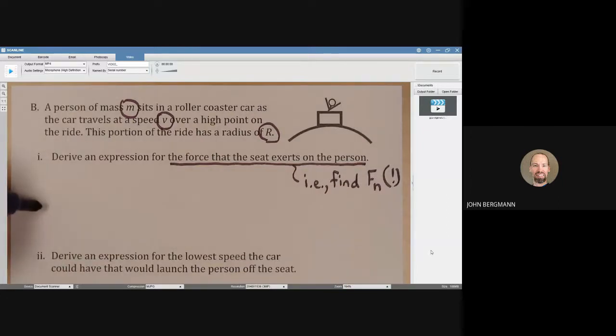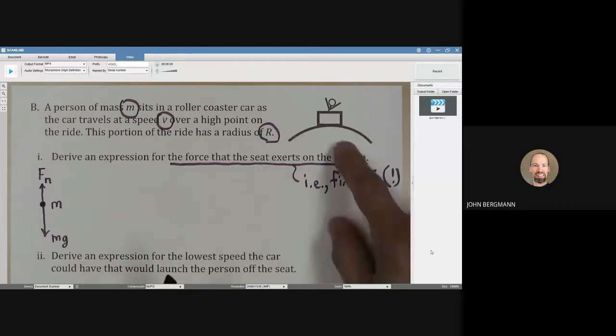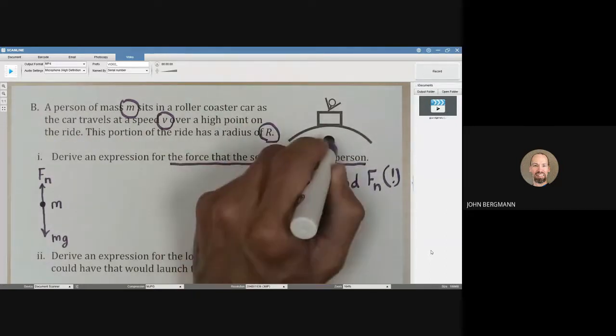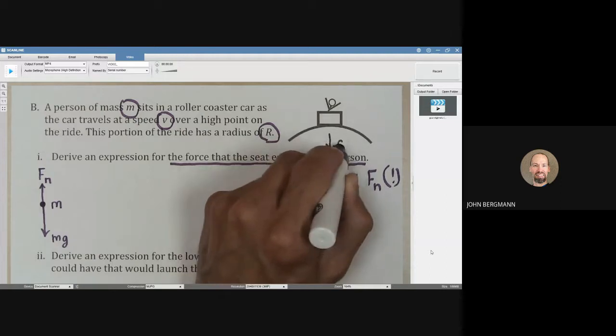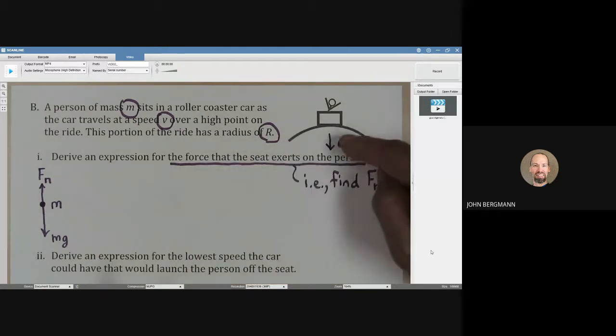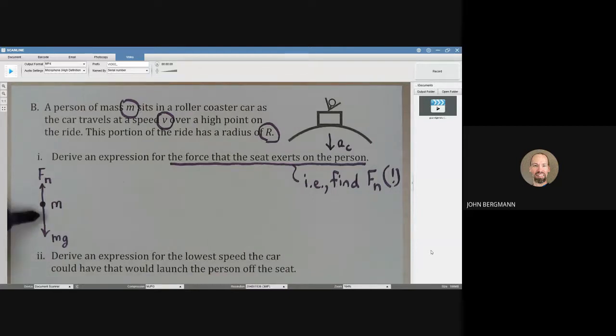We always start with a free body diagram. So there's the mass right there. We've got mg acting downward, and we have the normal force acting upward. Now, check it out. In this case, the normal force is going to be less than mg. And here's why we know that. Look at the picture in the upper right. Look at the curve. This person has to be accelerating that way. Because of the curvature, the acceleration can't be up. It's got to be towards the center of the circle. Therefore, if you look at my free body diagram on the left, mg necessarily has to be bigger than Fn.